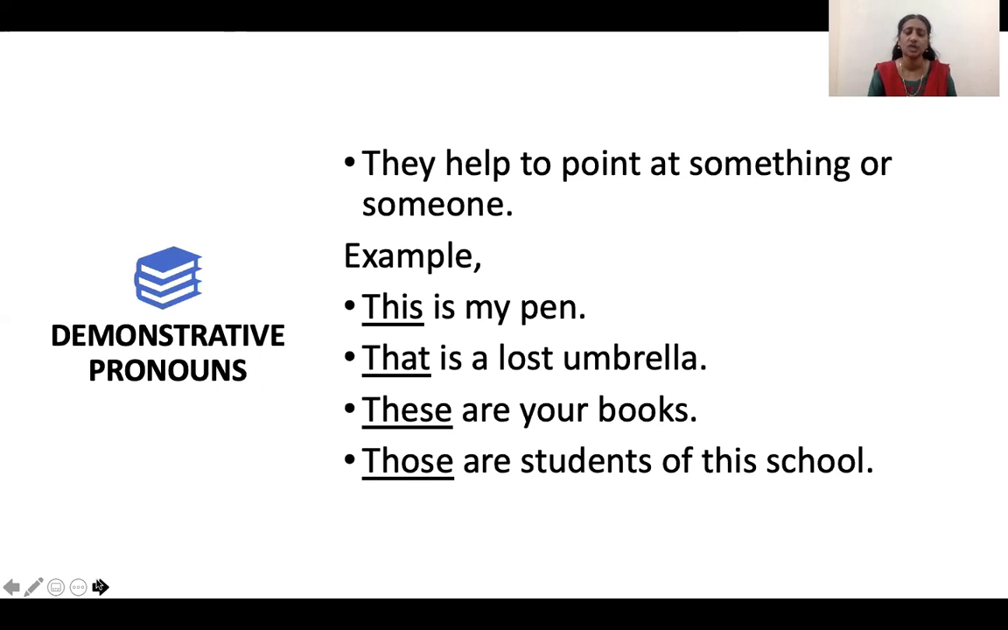Now, those are students of the school. Here we are pointing out a group of students. So we use those, the demonstrative pronoun here, and we make the sentence, those are students of this school.